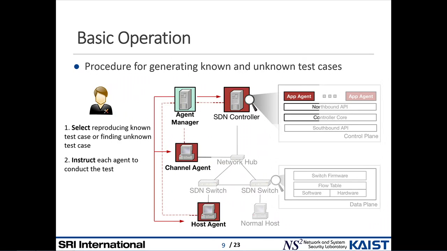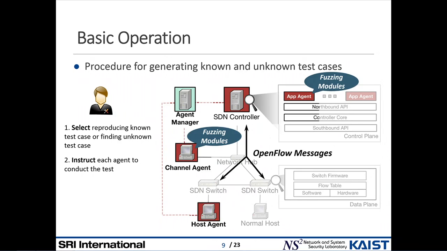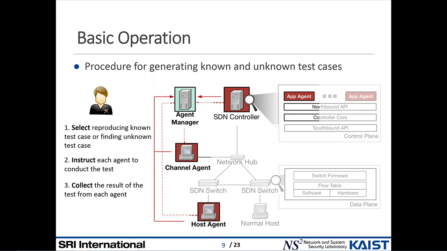Then the agent manager instructs each agent to take different actions according to the test scenario. And when finding unknown attack cases, the fuzzing modules in each agent randomize the SDN control flows from their location. After each test case is done, the agent manager collects the test result from each agent and then analyzes it. Finally, the agent manager tells the network operator if the network has passed the test cases or not.